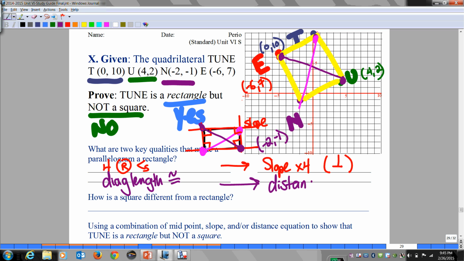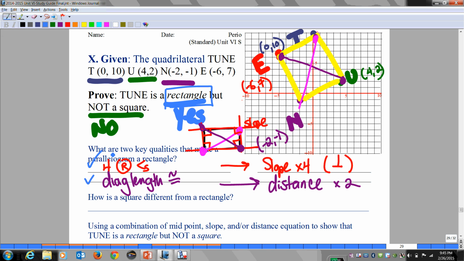Now, you don't have to do both. You do one or the other. In the distance equation, I would find the distance of those, show that they're congruent, and that we only have to do twice because there's only 2 diagonals. That's going to prove that, yes, either one of those is a rectangle. You have to choose which one.